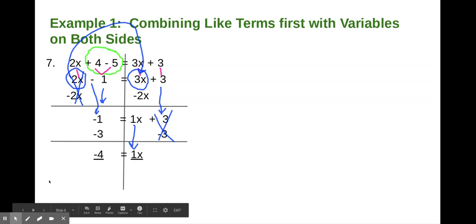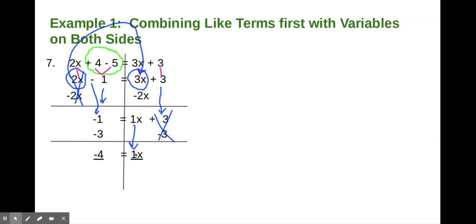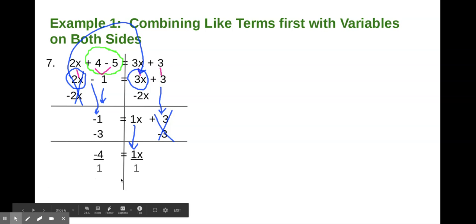And again, why am I dividing as my last step? Because this is 1 multiplied by x, or x multiplied by 1. To get rid of multiplication, you are dividing. So I'm going to divide both sides by the positive 1. Negative 4 divided by 1 gives me negative 4. So negative 4 equals x.